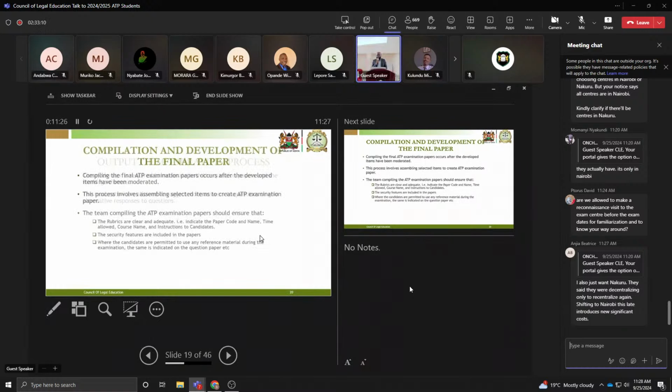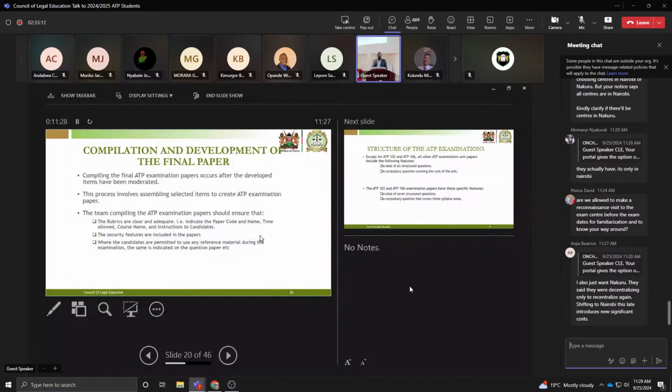So this process happens internally and is carried out by the test development division. So the test division will sit and decide, for instance, for ATP 100, these are the questions that we need. We look at our guidelines, then we will set, it's actually the actual setting of the ATP examination. So we will develop that into a paper.